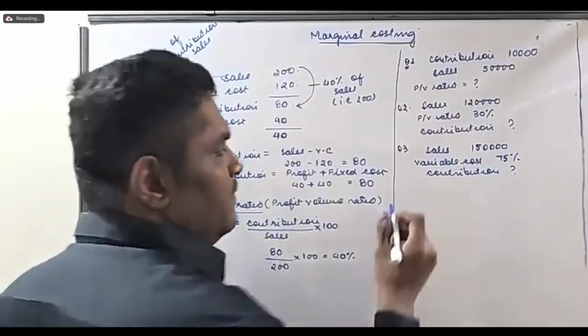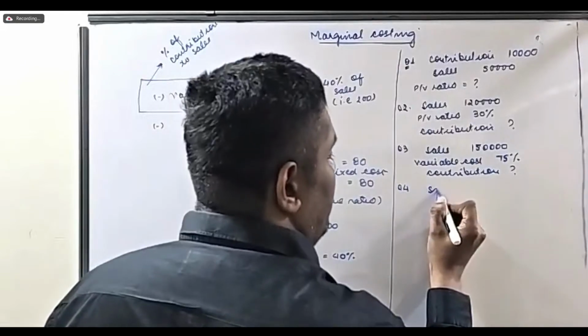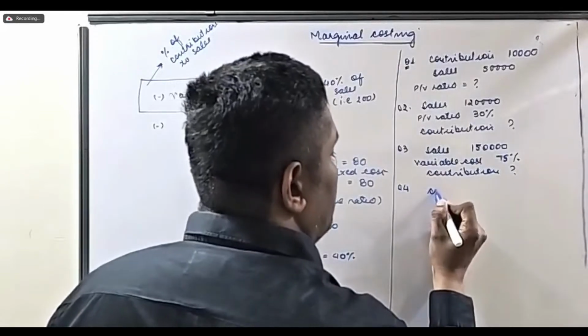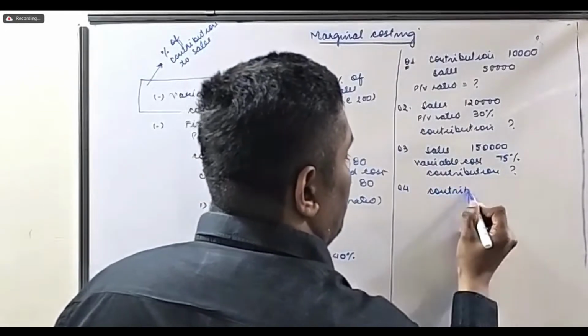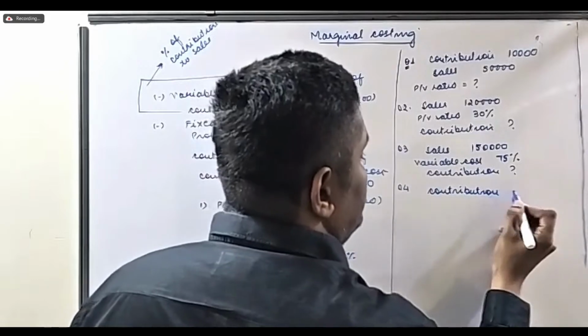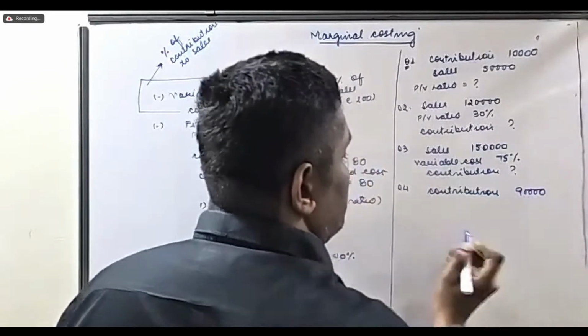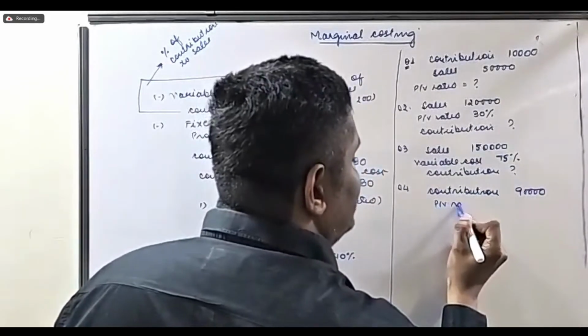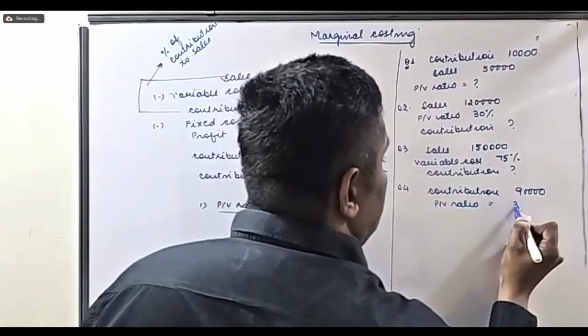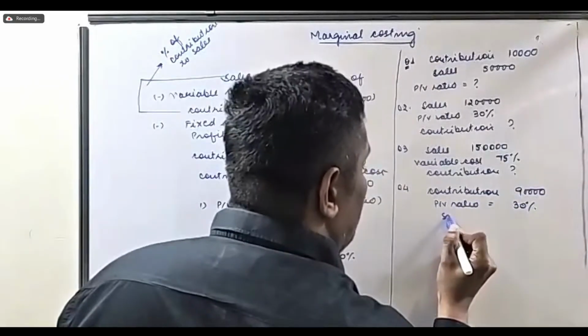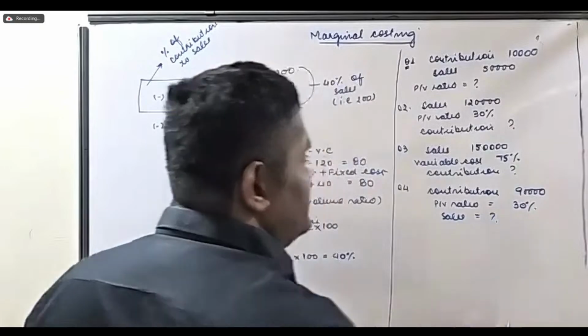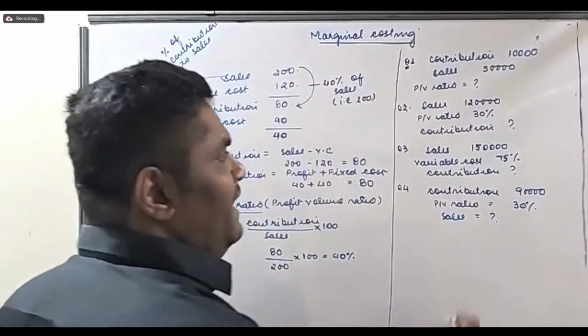Next question, let's say my contribution is 90,000 and my PV ratio is 30%. So what will be my sales? Again, next question.